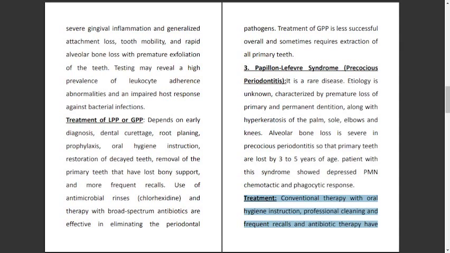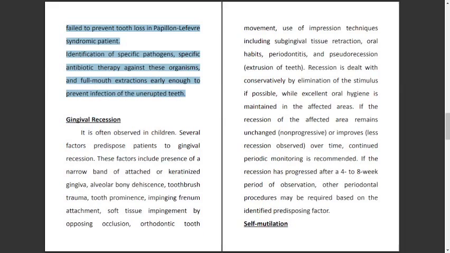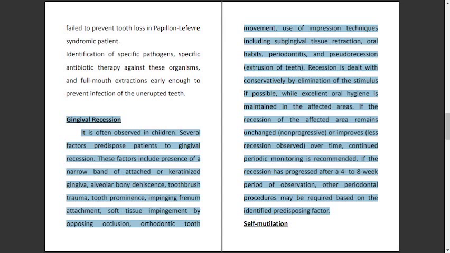Treatment: conventional therapy with oral hygiene instruction, professional cleaning, frequent recalls and antibiotic therapy have failed to prevent tooth loss in Papillon-Lefèvre syndrome patients. Treatment involves identification of specific pathogens, specific antibiotic therapy against these organisms, and full mouth extractions early enough to prevent infection of the unerupted teeth. Gingival recession.